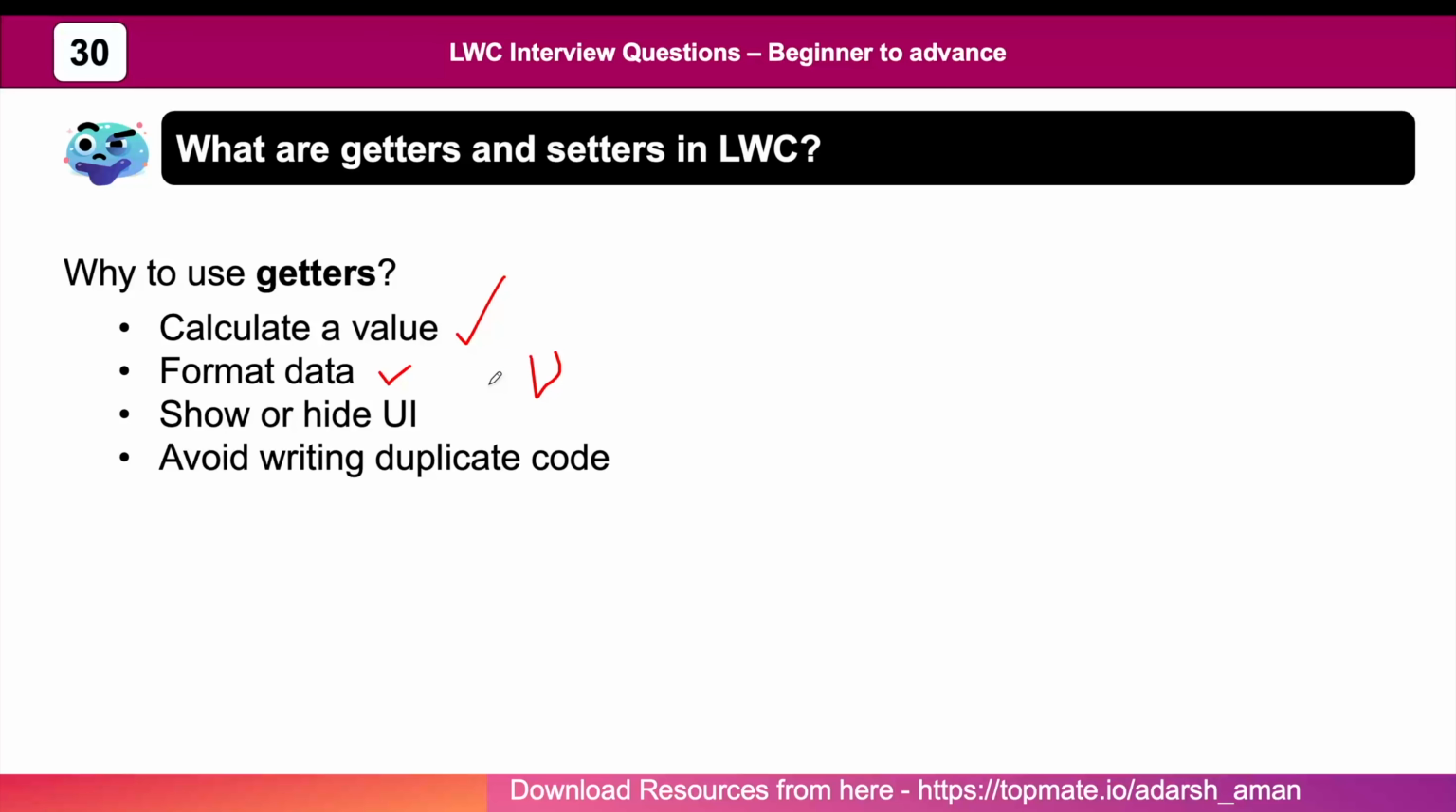So from the getter, you can return the uppercase letters. Next, show or hide UI. Based on some logic, you want to display something conditionally on the UI. So you can also return a boolean value from the getter. If it is false, it won't display on the UI. If it is true, it will display on the UI.